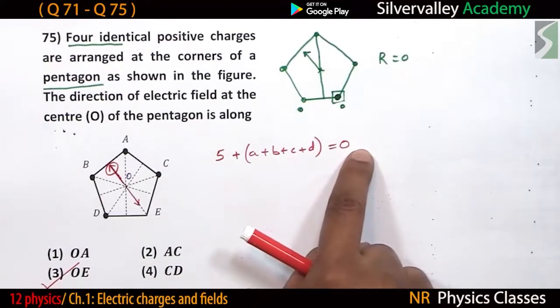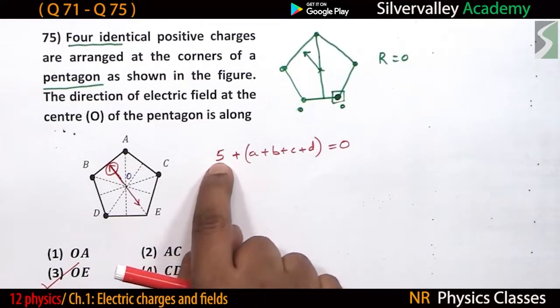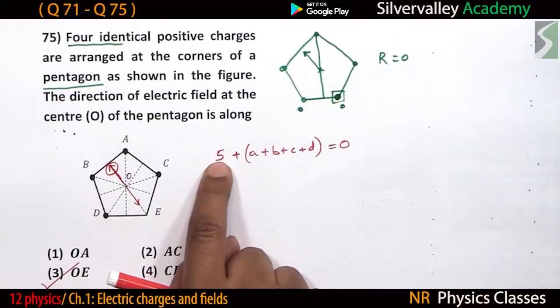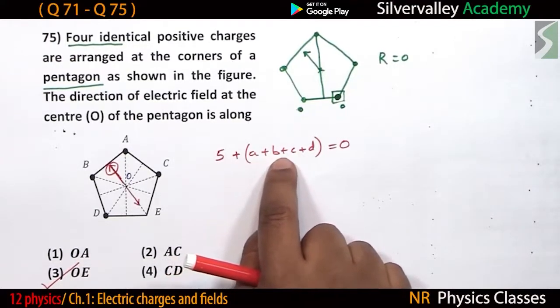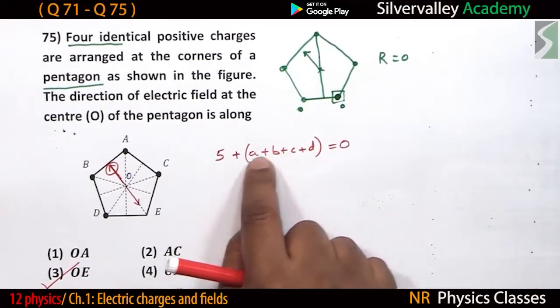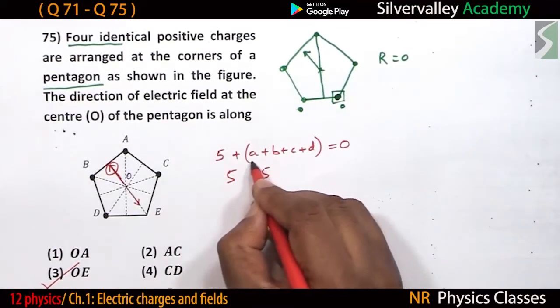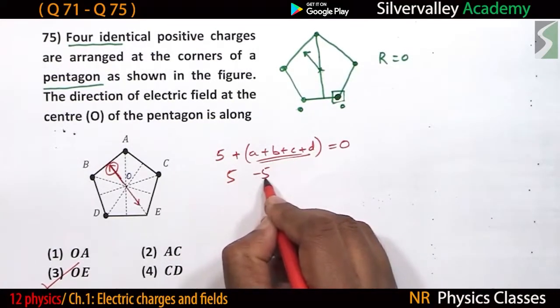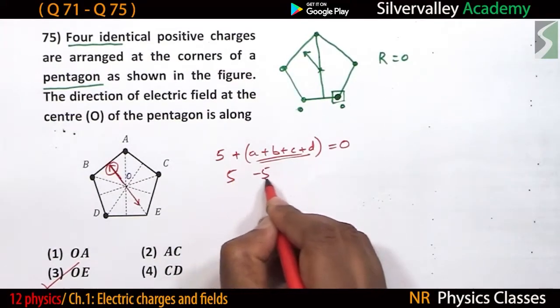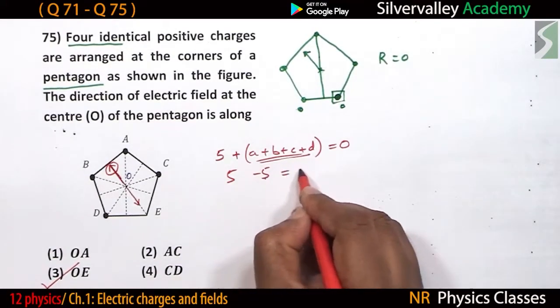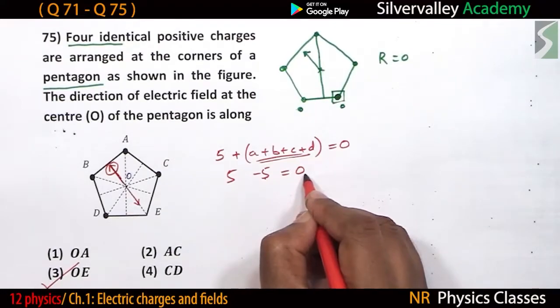Resultant should be 0, means if this 5th number is 5, what is the sum of these 4, A, B, C, D? Sum of A, B, C, D should be minus 5, isn't it? If this is 5, the sum of these 4 should be equal and of opposite sign to this. Thereby the resultant is 0.